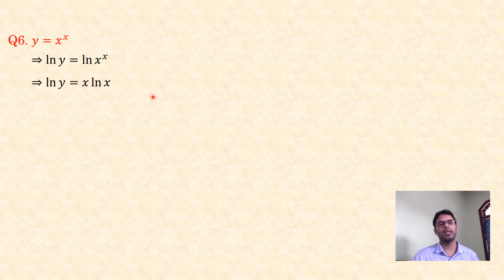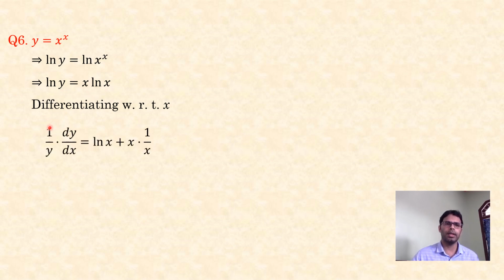Now take differentiation. Differentiating with respect to x, you have to write this line because y is inside the logarithm, which means it is an implicit function. So the differentiation of ln y is 1 by y times dy/dx, equal to, this is a product function, x into log x. Differentiation of x is 1, log x remaining the same, plus x remaining the same and the differentiation of log x is simply 1 by x.